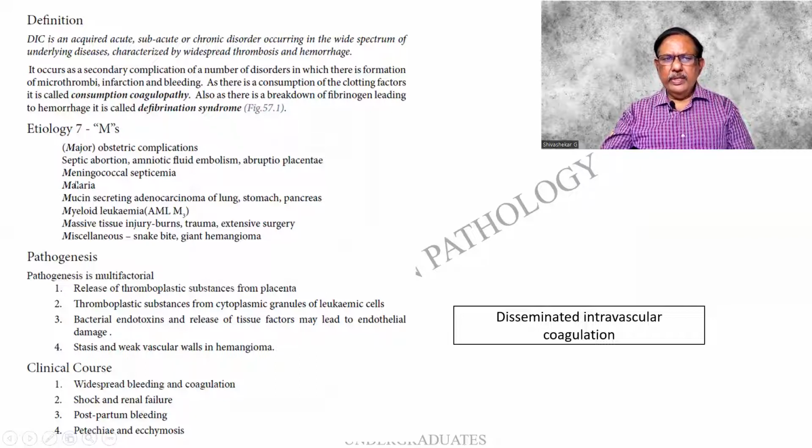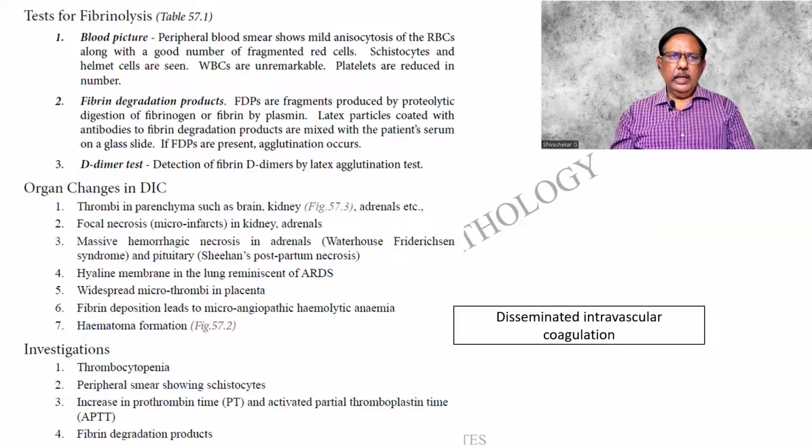Remember the 7 M's. It is my mnemonic. So this you people can memorize as the predisposing conditions for DIC. Major surgery, for example, meningococcal, malaria, etc. Please read this up. Pathogenesis I have explained earlier. And what are the tests for it? You will be finding fibrin degradation product and D-dimer. These two are positive. Other things are not very classical.